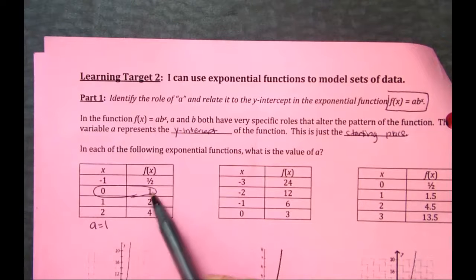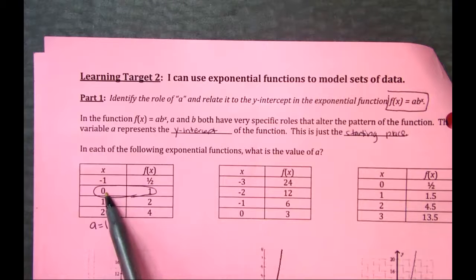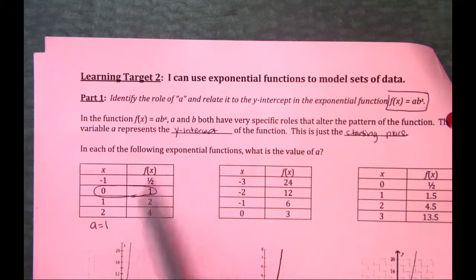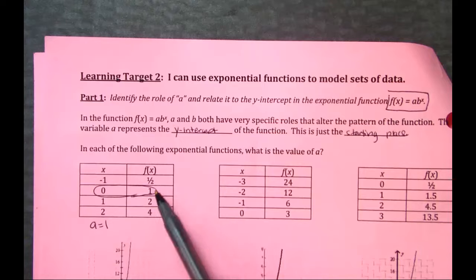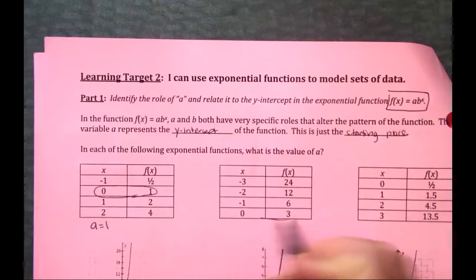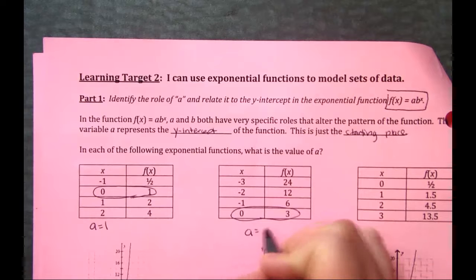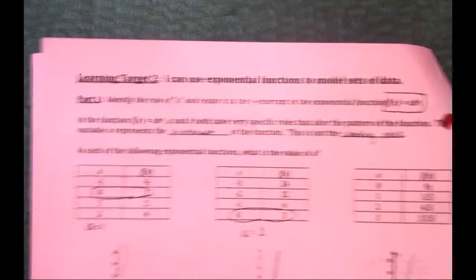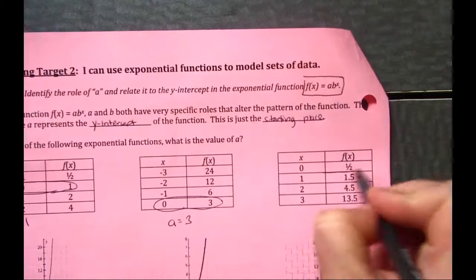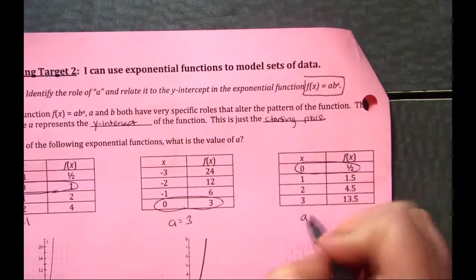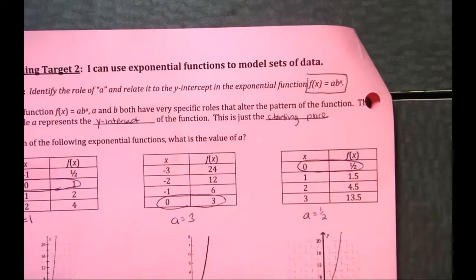So this is where I would start. If I'm making a table for this function, I would start when x is 0 and when y is 1, and then I would do the pattern from there. So this would actually be my starting place if I'm making the table. Over here, the y-intercept is right there, which tells us that a equals 3. And over here, the y-intercept is right there, which tells us that a equals 1/2.